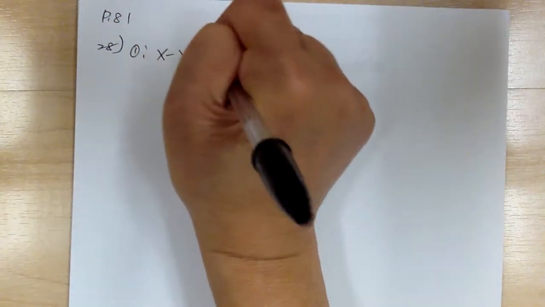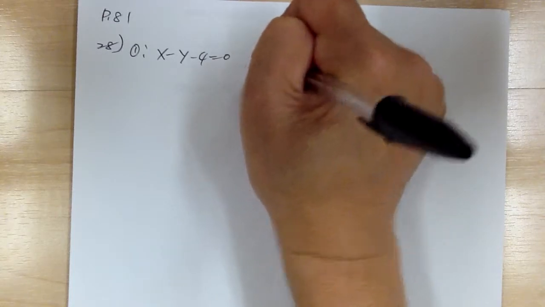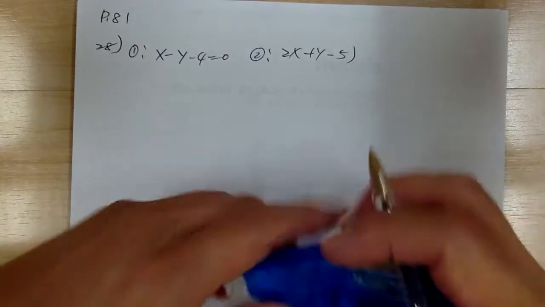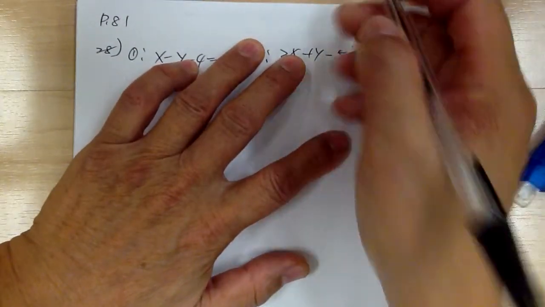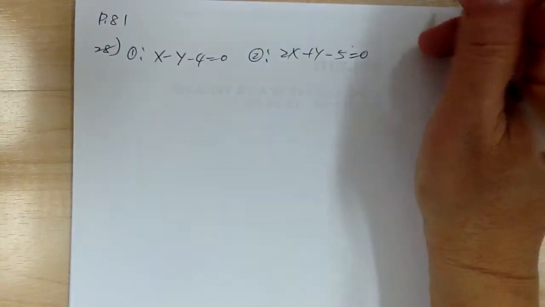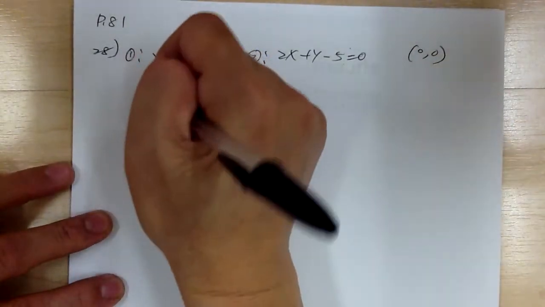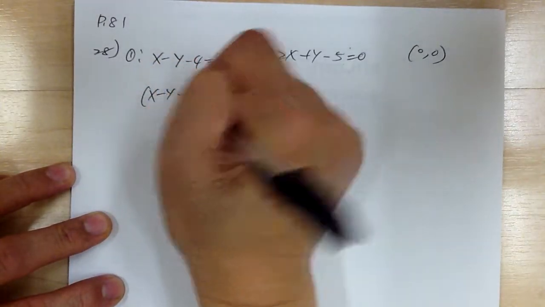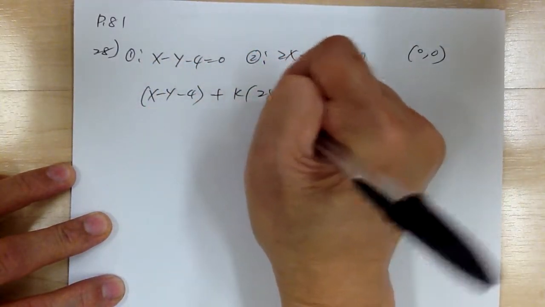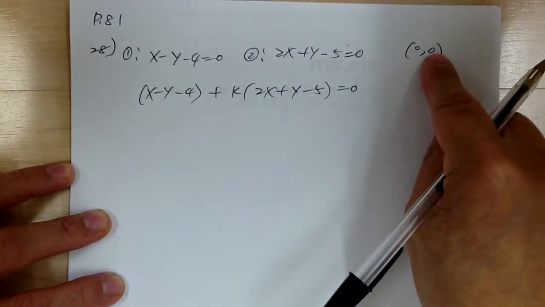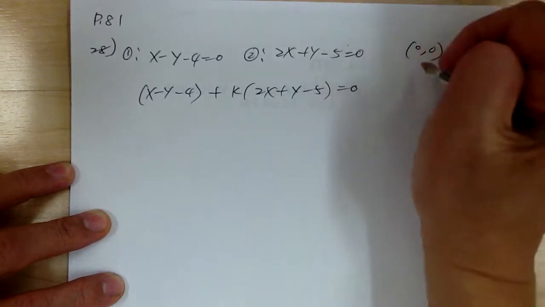So 28 is the same thing. So equation 1 is x minus y minus 4 equal to 0. Equation 2 is 2x plus y minus 5 equal to 0. And you want to go through point 0, 0. Okay? So you can first write the equation for family of lines. So you're going to get x minus y minus 4 plus k times 2x plus y minus 5 equal to 0. And you want to go through this point 0, 0, so that's your x and the y.